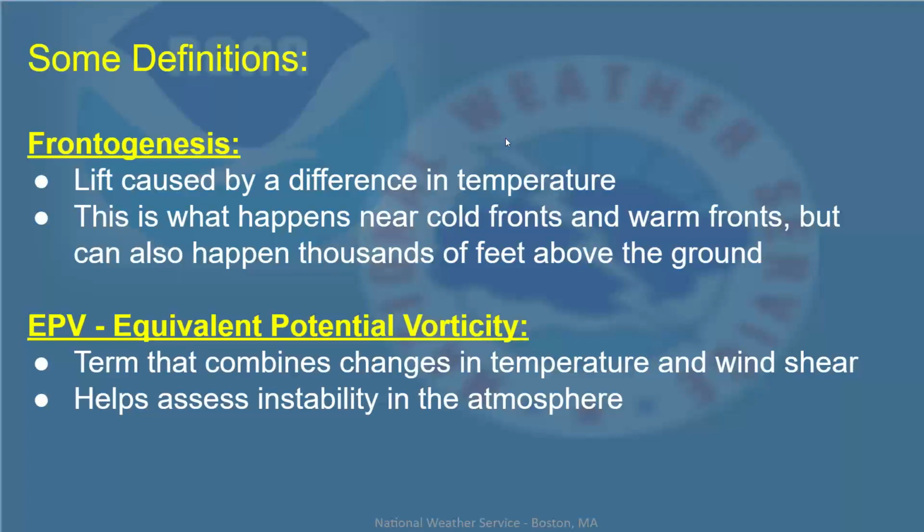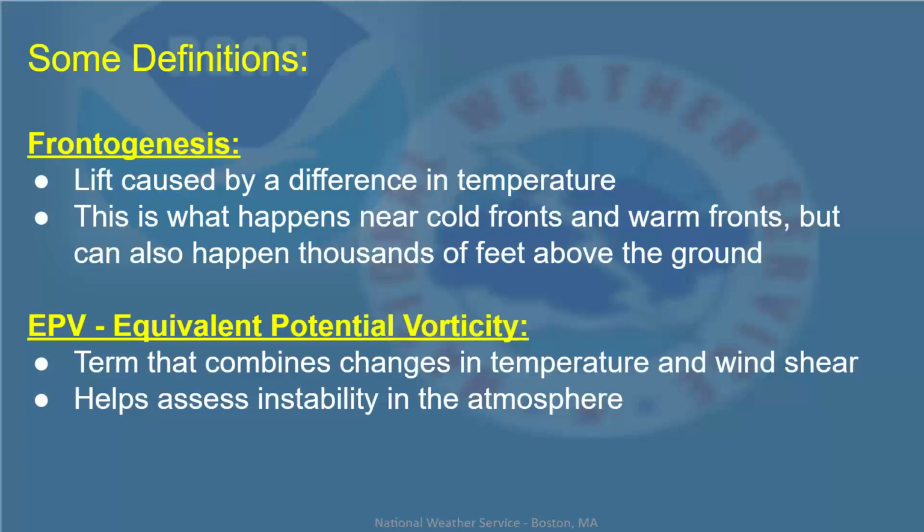To start, we're going to use a couple of definitions throughout the presentation. You may be familiar with the first one, called frontogenesis. That's just a fancy word for lift caused by a difference in temperature, almost like a front that's several thousand feet above the ground. We've talked about that in some of our winter storms, like around the 700 millibar level, or 10,000 feet. Normally it's near cold fronts and warm fronts, but it can also happen thousands of feet off the ground. So if we say frontogenesis, just think of it as a fancy term for lift.